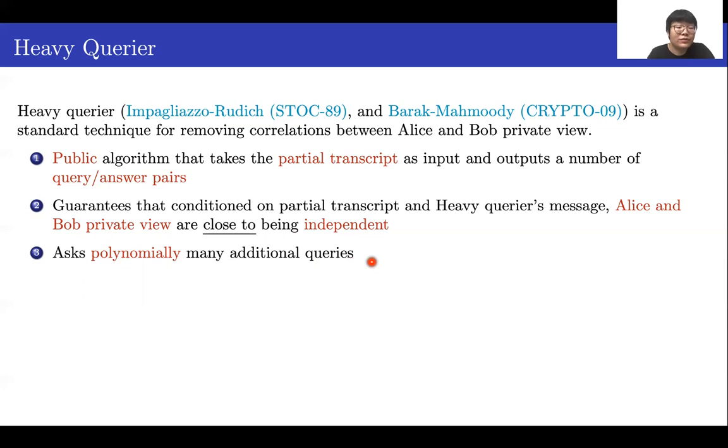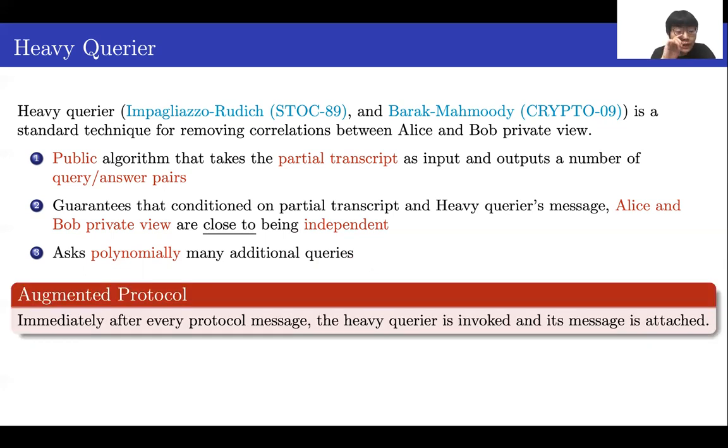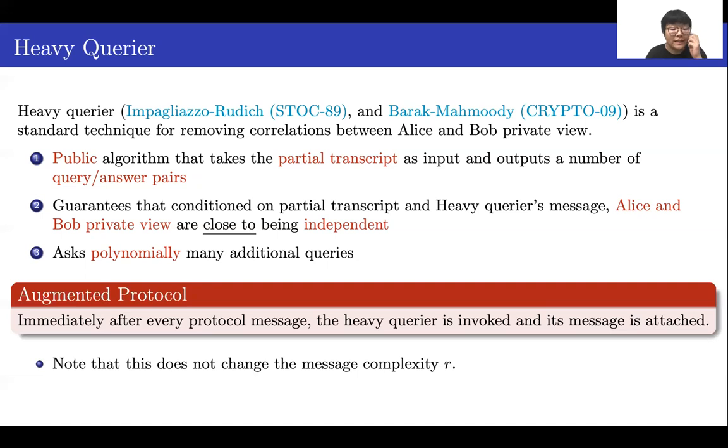We shall use the Heavy Querier in the following way. Immediately after every protocol message, we will invoke the Heavy Querier and attach its message to the protocol's message. So for example, when Alice prepares her first message, she will invoke the Heavy Querier and attach that message to her first message. Now this becomes the first message in the augmented protocol. Note that this does not change the message complexity of the protocol.